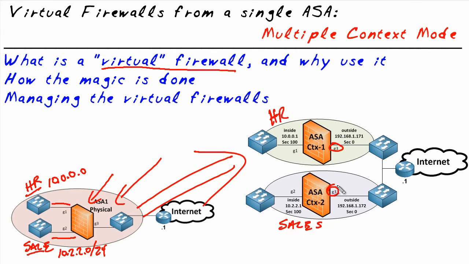So once we carve this up, whenever they want to make changes to their logical firewall, they make their changes on their access list, to the modular policy framework, to the network address translation. Anything HR admins change on their virtual firewall doesn't affect the sales virtual firewall, and vice versa.